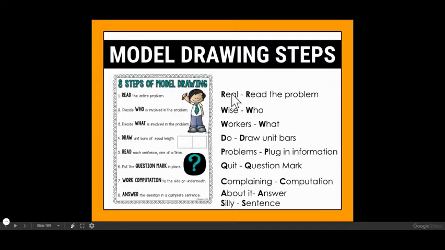And what I do as I'm setting up my problem, I write all these letters going down the side, and then I check mark each one as I'm doing it so that I know that I completed each and every step. So when we're doing model drawing, you just have to remember real wise workers do problems. Quit complaining about it, silly. All right, let's go on to some examples so you can see these steps in action.